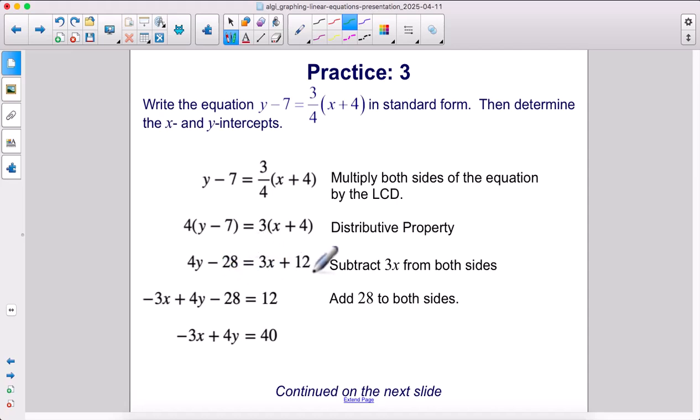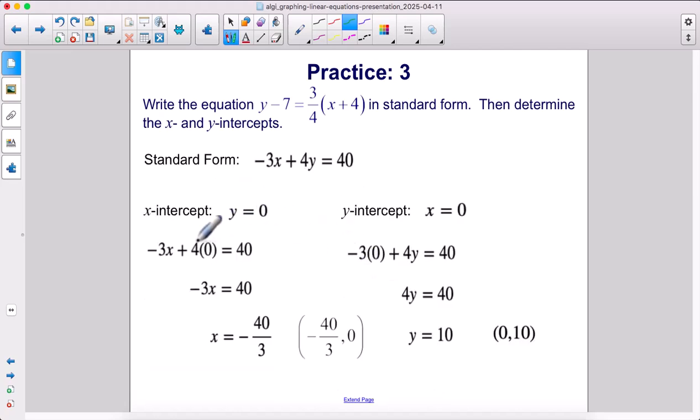So we're going to add 28 to both sides, and we're going to subtract 3x from both sides. We get negative 3x plus 4y equals 40. From here, we just have to first plug in y equals 0 to get rid of that term, and solve for x. x equals negative 40 over 3. Over here, we take our equation and we make x equal to 0 to find the y-intercept. So divide both sides by 4, and we see that y equals 10. So our x-intercept is (negative 40/3, 0), and our y-intercept is (0, 10).